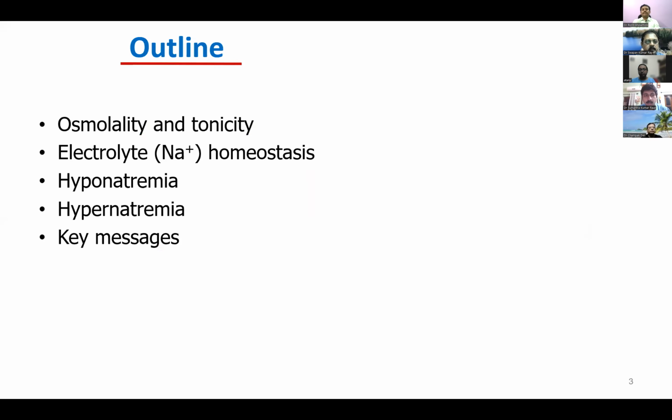So today my topic is dysnatremia in hospitalized children, a much more commonly faced problem in our day-to-day practice, either in OPD, IPD, or in our office practice. Our outline will be, basically, osmolality and tonicity, a basic concept which has already been taught on day 1 and day 2, different electrolyte homeostasis, how sodium is maintained, hyponatremia, and the final key message. I will try to stick to my time within the next 25 minutes, and Sapon, please remind me if I go a little bit fast.